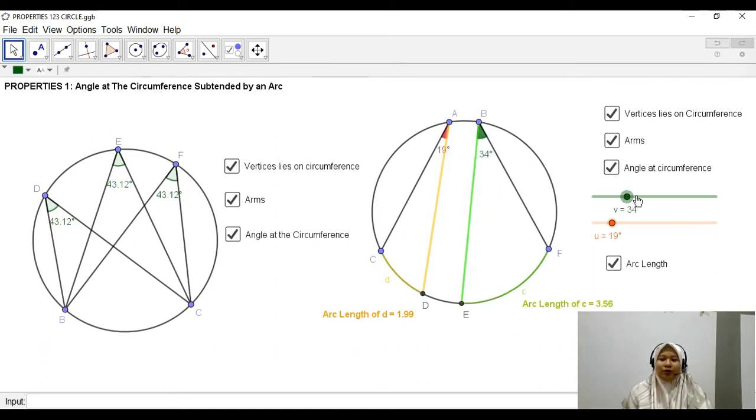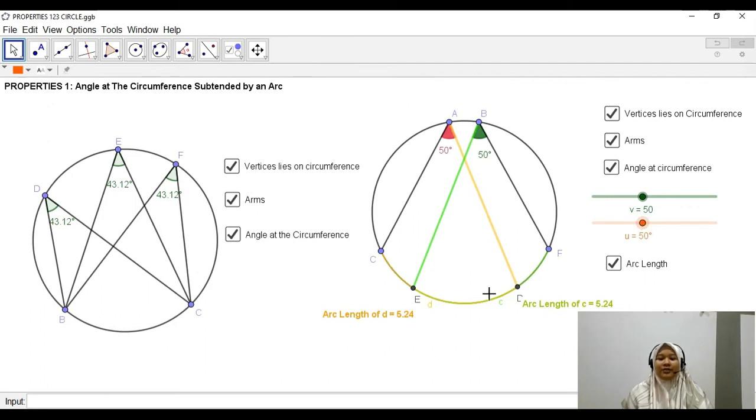If we move V to 50, then the arc length will be 5.24, and it is not equal to the arc length of CD, which is 1.99. So let's move the angle U to 50 as well. Now we can see the arc length of CD and EF are equal, which is 5.24. Now let's move on to the next property.